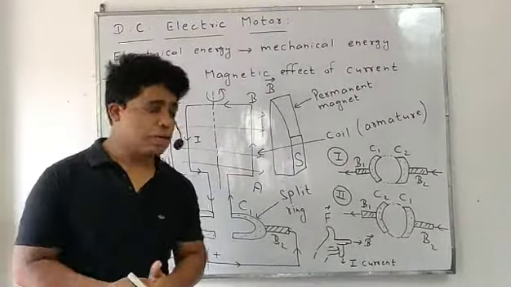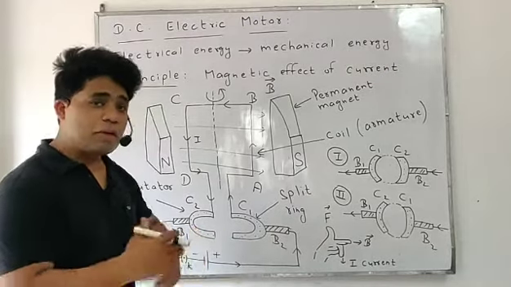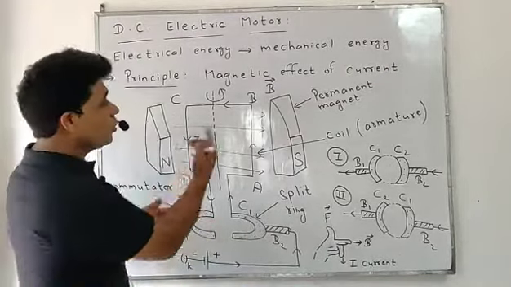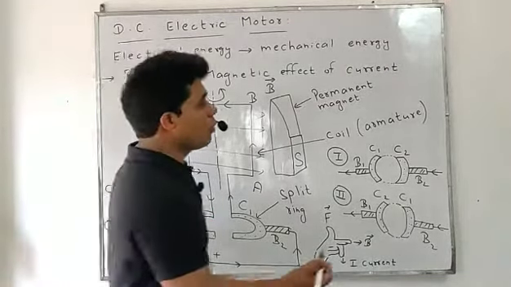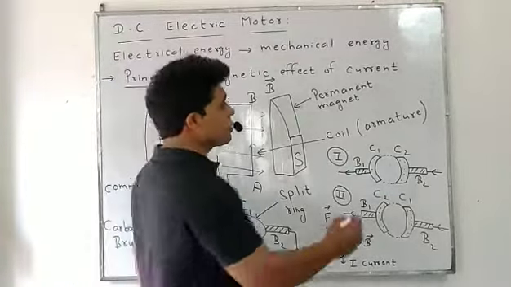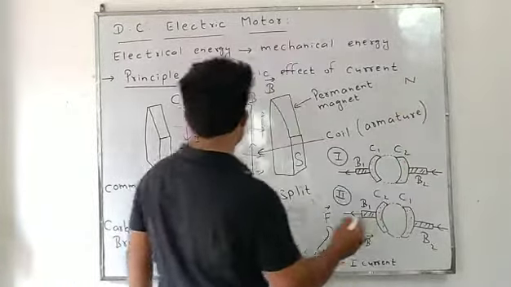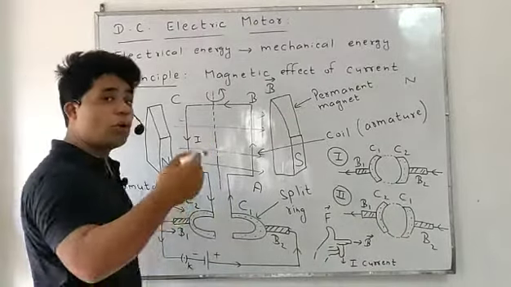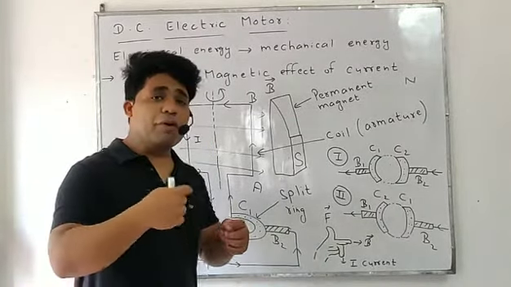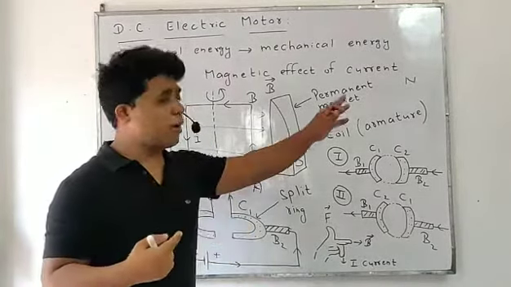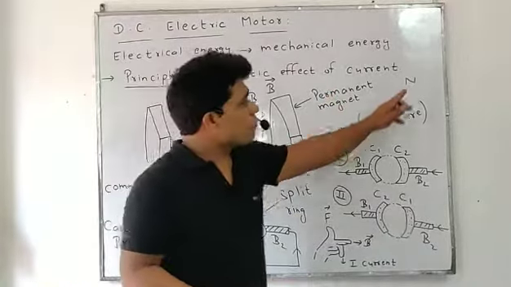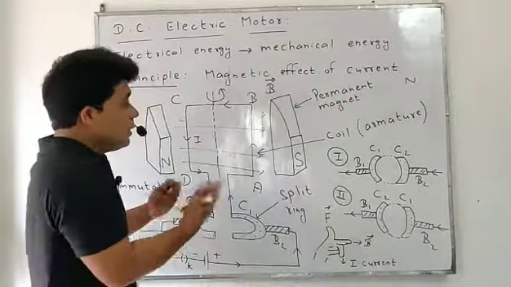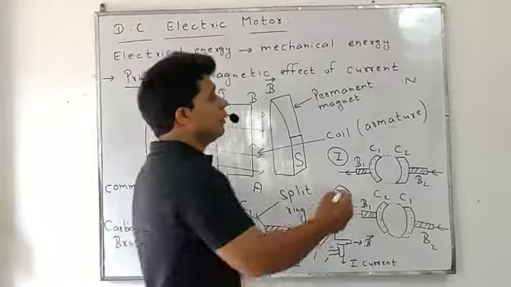One more important point is there. The question arises, how can we increase the rotation of this coil? We can increase it by 4 factors. First, by increasing the number of turns. When we wind more turns of copper wire, it also increases the rotation of the coil.